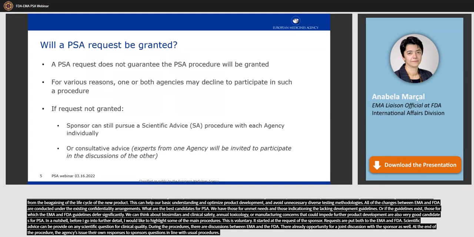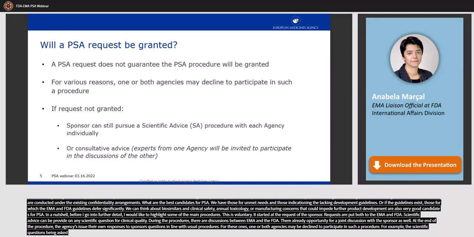So, as a sponsor, I've submitted a PSA request. Will it be granted? It depends. A PSA request does not guarantee the PSA procedure will be granted. For various reasons, one or both agencies may decline to participate in such a procedure. For example, the scientific questions being asked are outside the legal remit of the agency, or it's too early in the development of the product, and other reasons. Some of these reasons will be explored in a next presentation by one of the other speakers.